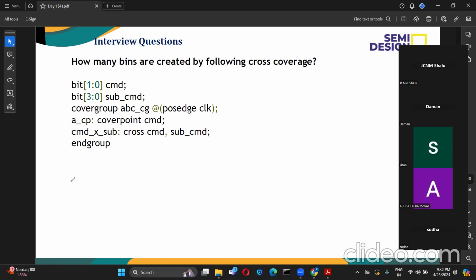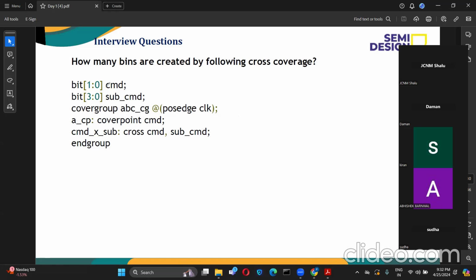Correct, correct. So everyone understood how he has analyzed this. We are doing cross of CMD and sub CMD, right? First, we have declared one variable called CMD and then sub CMD, and we have written a covergroup at the posedge of clock, and then the coverpoint. So here you can write the sample method. Then we are doing it as some clocking event, right? That's why it's a posedge clock. And then cross of CMD means the first variable, and then sub CMD means the second variable.